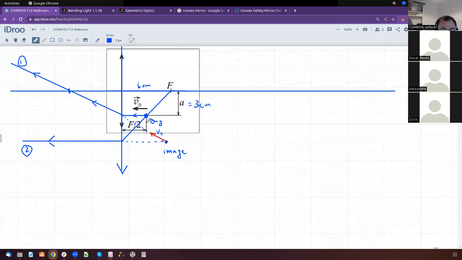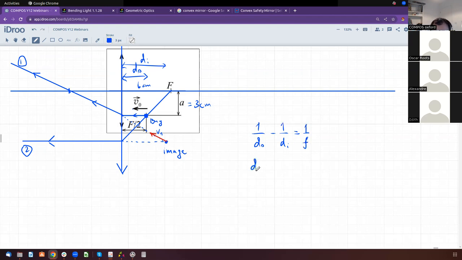The distance from the bug to the lens, let's call this distance DO, distance from the object. This would be the distance to the image, DI, and this is the focal point. Because it's a virtual image, the thin lens formula is 1 over DO minus 1 over DI is equal to 1 over F. Oh, it's a converging lens, so it's 1 over F. That's fine.